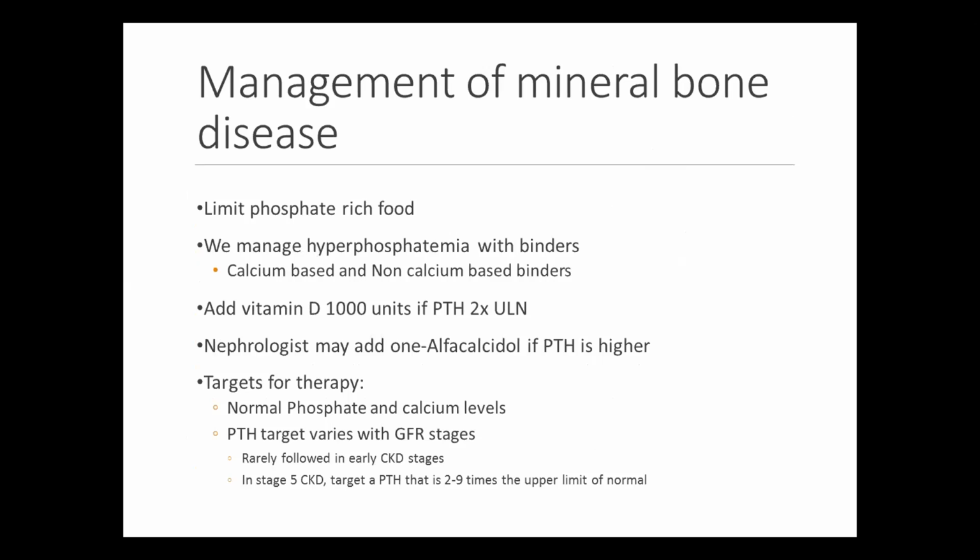The PTH target really varies with the GFR stage, and certainly at early stages of CKD, we don't really follow PTH, but it's when you get to stage 5 and dialysis patients that we target a PTH that's 2 to 9 times the upper limit of normal, and this is to make sure that it's not too low to prevent adynamic bone disease and not too high to prevent renal osteodystrophy.